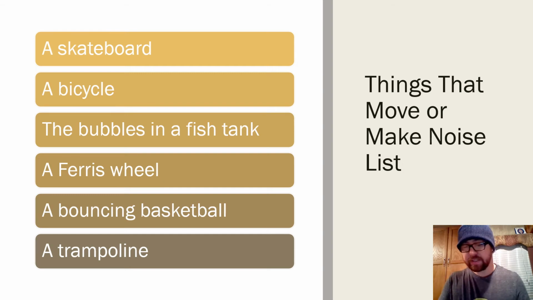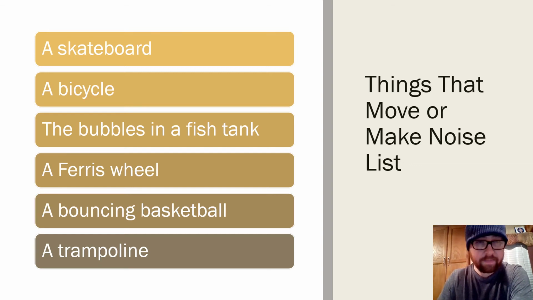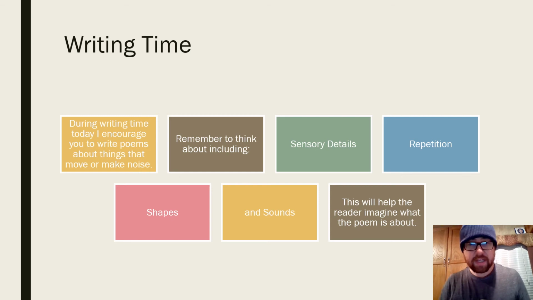So you're going to come up with a list of things, and then you're going to choose one from your favorite. You can also write more than one poem every day. So if you want to write a couple, that would be excellent, and then choose your favorite. That would be a great idea. So today, during writing time, I encourage you to write poems about things that move or make noise.